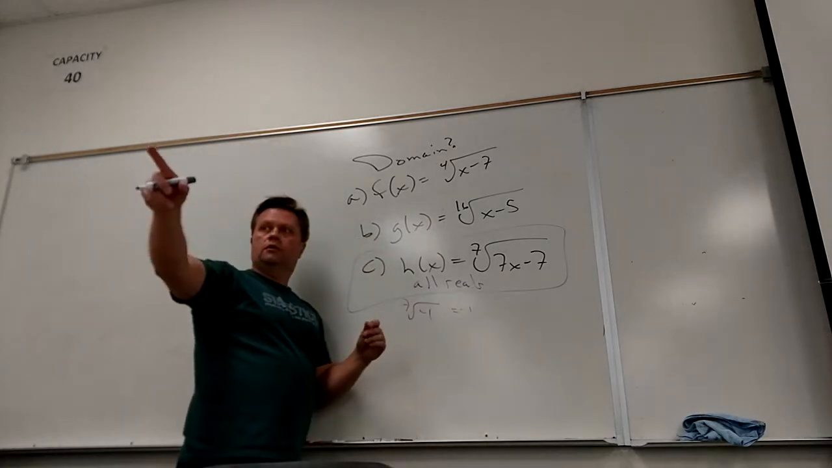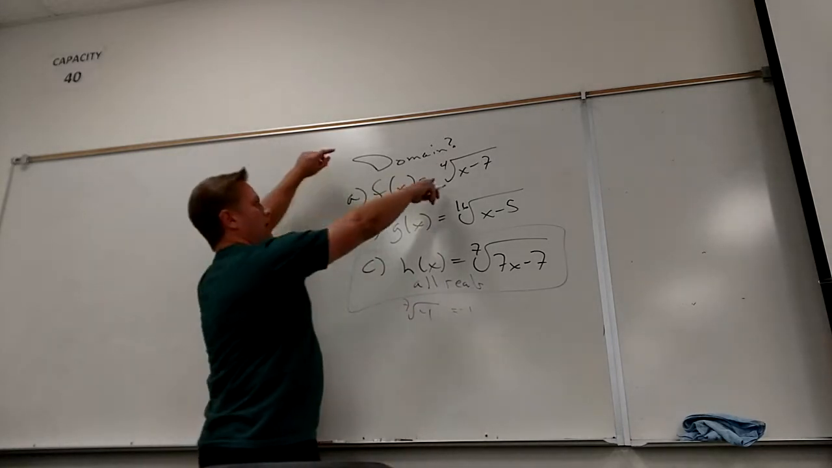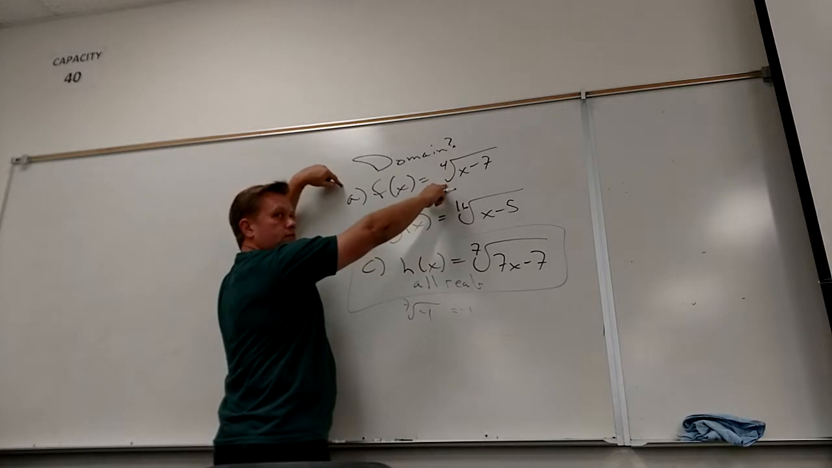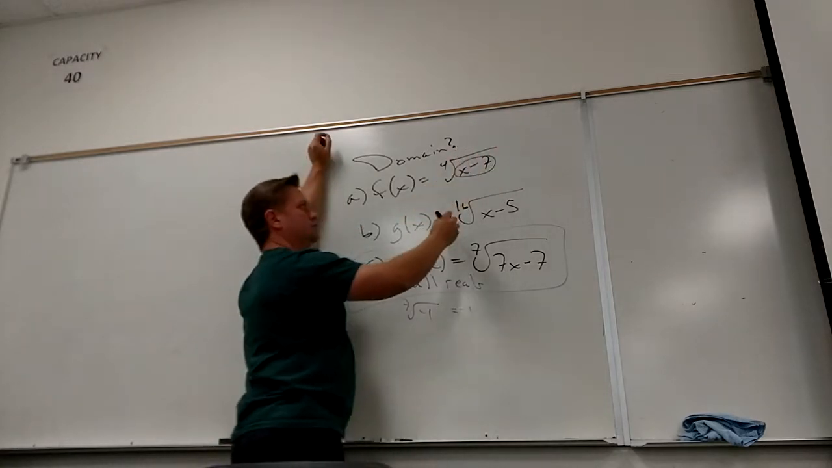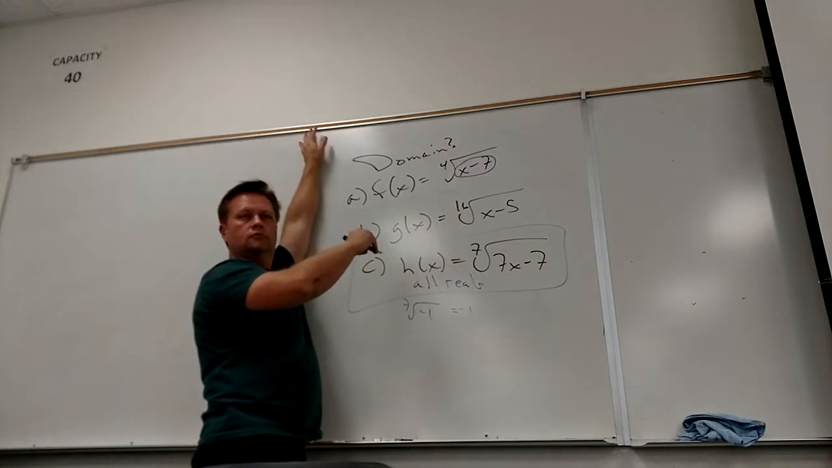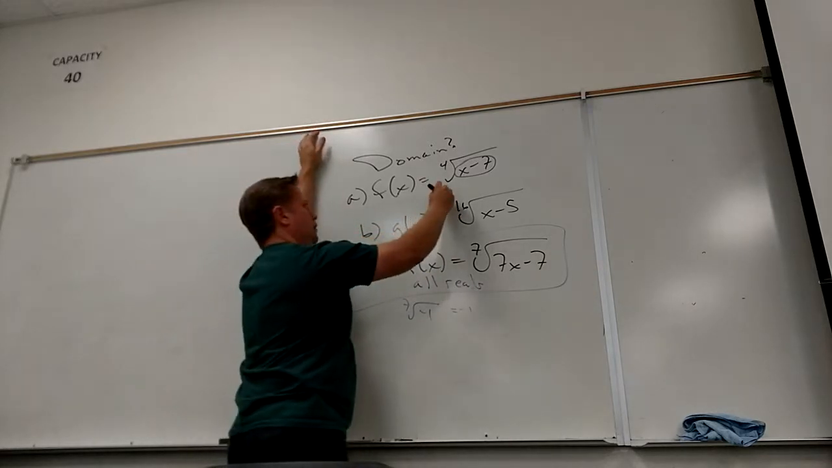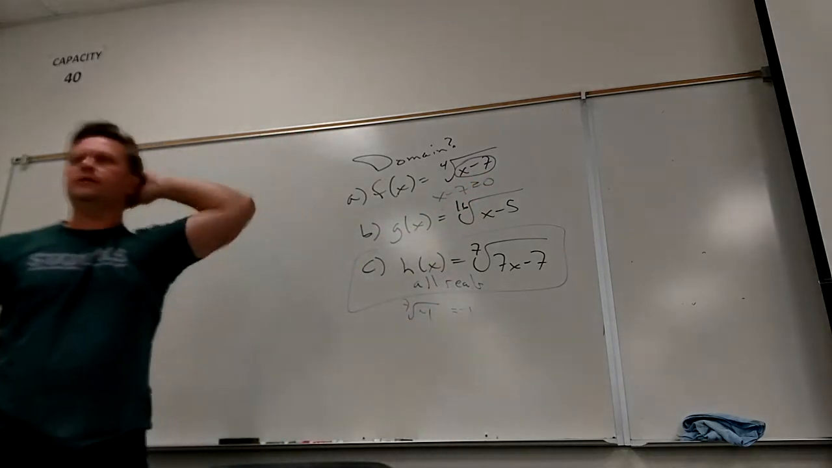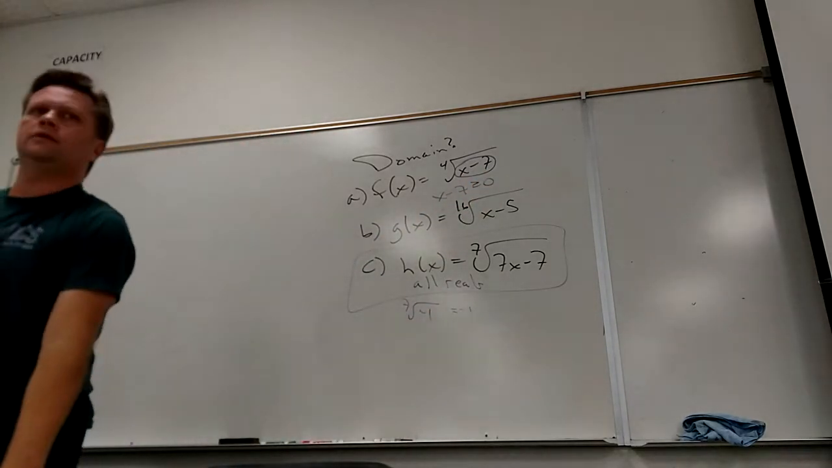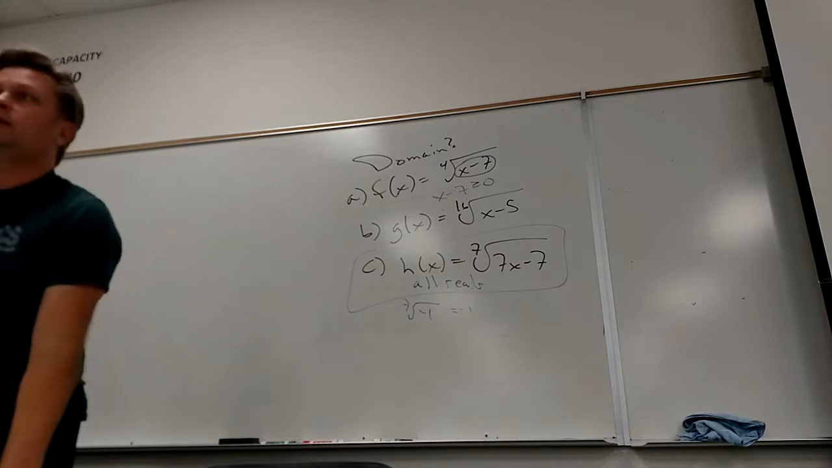Oh, what's up? I know, another question. How would I find this guy's domain? What's got to be true about this? X equals 0 or greater than. Yes, it's got to be at least 0. Because again, why does that make sense? Because the inside of an even root can't be negative.